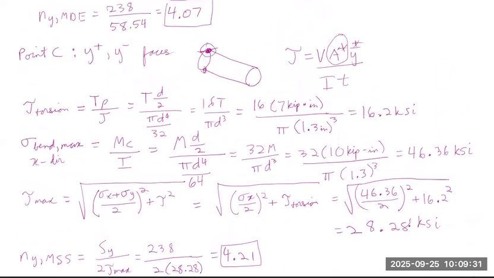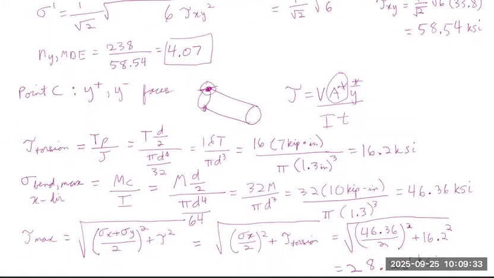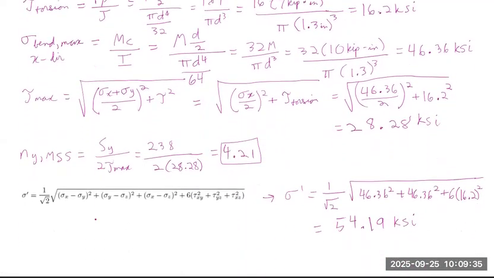Now our factor of safety for maximum distortion energy, N_Y MDE, is equal to SY over sigma prime, which is equal to 238 over 54.19, which is equal to 4.39.